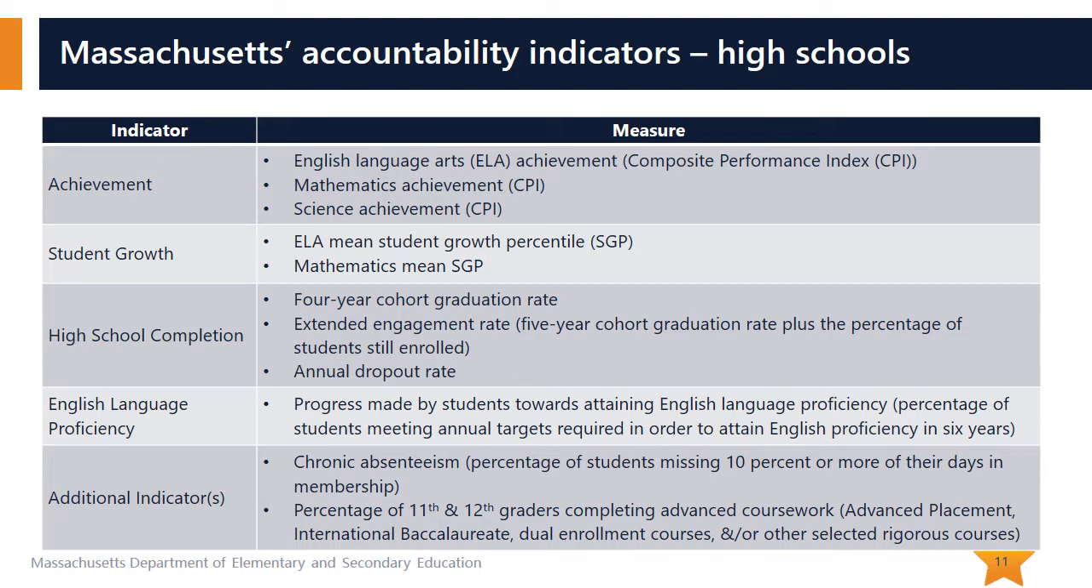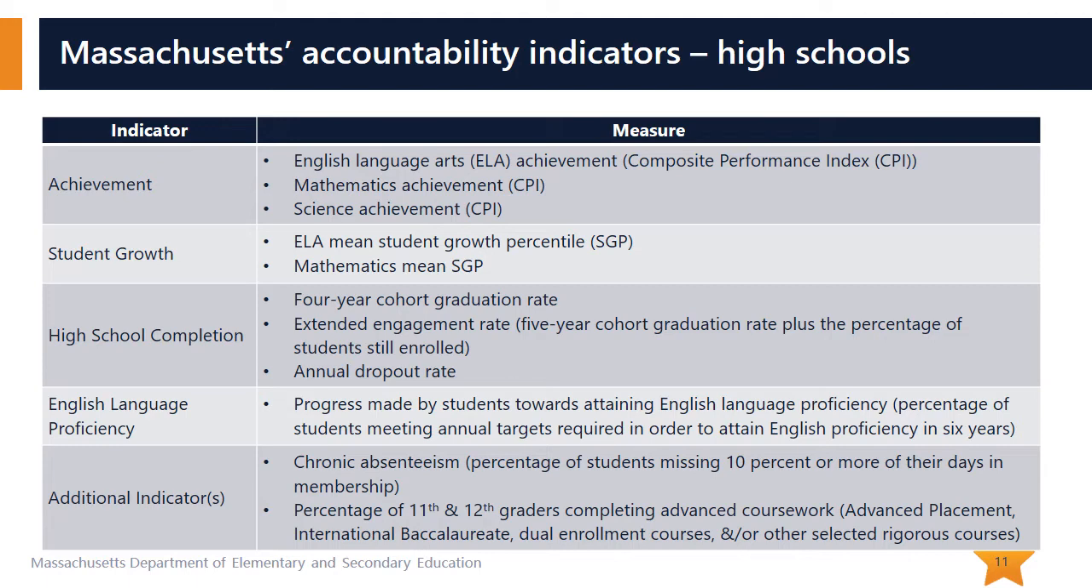The English language proficiency measure is the same for high schools as it is for non-high schools. Accountability results for schools with a measurable English learner population, 20 or more students, will include the percentage of students making progress towards achieving English proficiency.